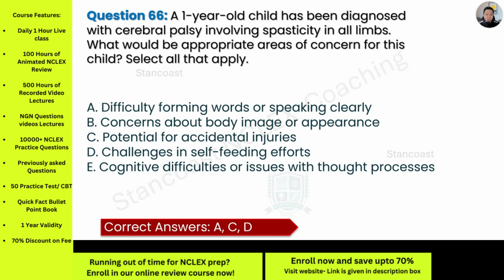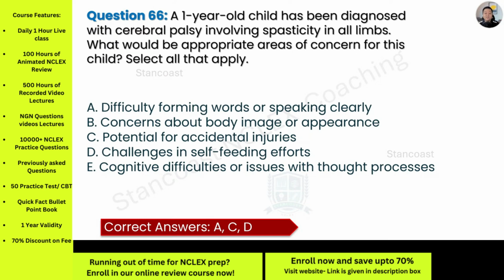So if your answers are letters B and E, these are incorrect because a 1-year-old is not developmentally capable of experiencing self-consciousness or concerns about body image. And this level of cognitive emotional development typically occurs at a much later time. Now, letter E is also incorrect because the thought processes in a child this age are difficult to evaluate because the cognitive abilities are still in the very early stages of development.